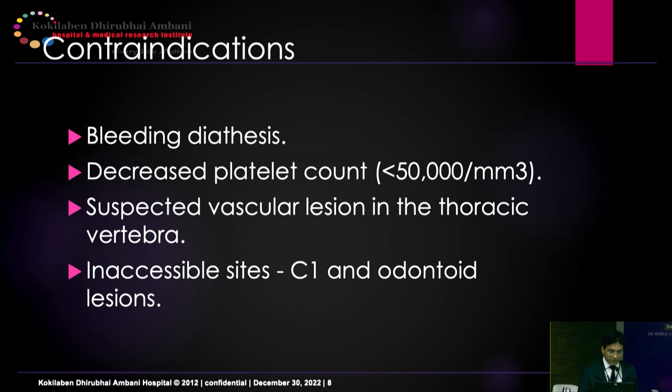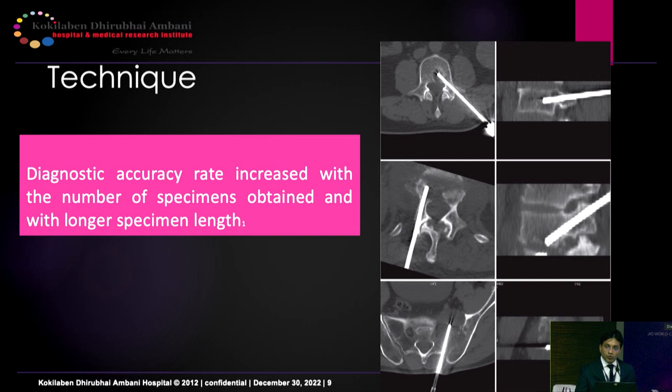So the technique, the radiologists do it with a wide bore, a Jamshidi needle or Trucut needle. After you cross the pedicle, you remove the trocar and then push the cannula into the appropriate site and try to get as much sample as possible. Rotate the needle, use suction with a syringe to get maximum sample. The more the length of the sample, the more accurate the diagnosis will be.